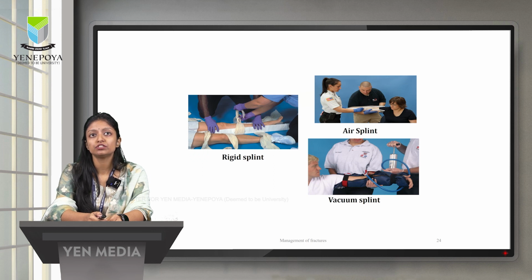As you can see here, the rigid splint is placed and then tied around with the bandage so that the limb is immobilized. Then there is the air splint. Here, the air splint is inserted onto the broken limb and then there is an inflation valve through which we can blow air and make the compartment airtight, immobilizing the structure. The vacuum splint is similar. We wrap it around and then create a vacuum so that it stays in place.